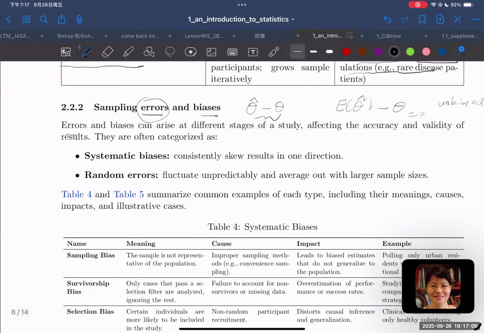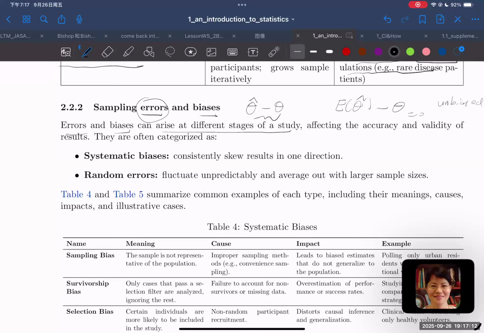Errors and biases can arise at different stages of a study. Usually, they will affect the accuracy and the validity of results. They are often categorized as systematic bias, which consistently skews results in one direction, so we should be careful about this one. Usually we hope the results are unbiased, right? And next, random errors, which fluctuate imprecisely and average out with large sample size. Here we can go into more detail.